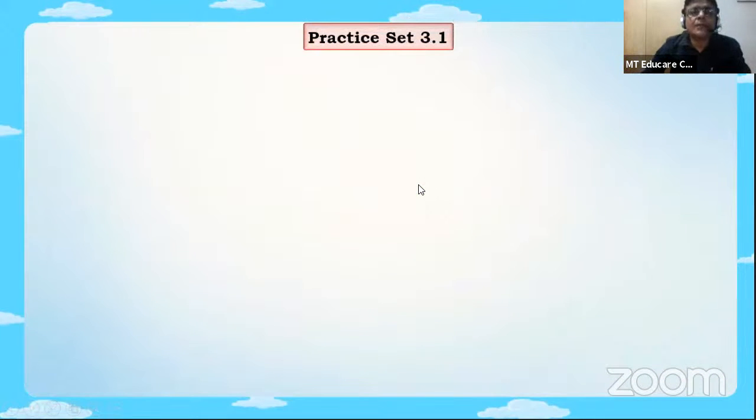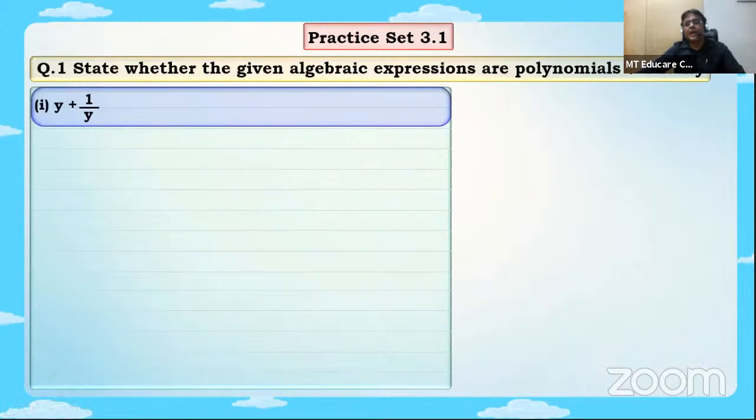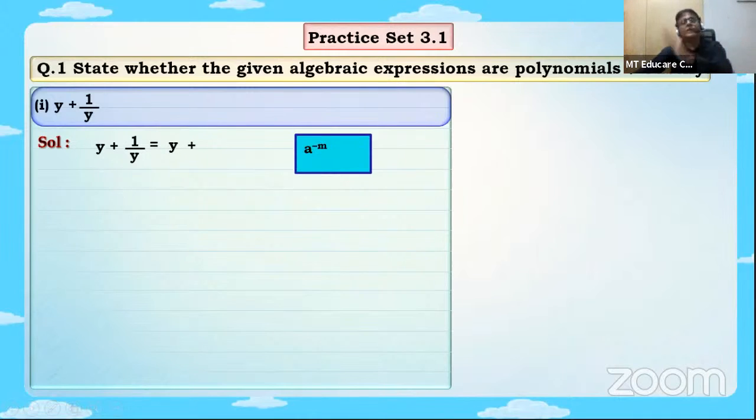Let us move forward to the exercise, students, now. Exercise 3.1: state whether the algebraic expressions are polynomials or not. Again, to check polynomials, we need to check the powers. Now look at the first term y. The power of y is equal to 1. That I can identify. But look at this 1 upon y. Now go back to our 8th standard, law of indices. Recollect your 7th standard: a raised to minus m is equal to 1 upon a raised to m.